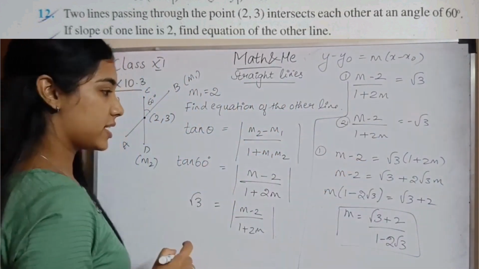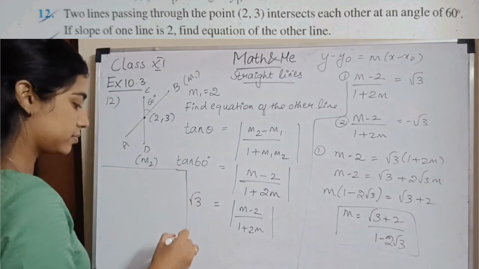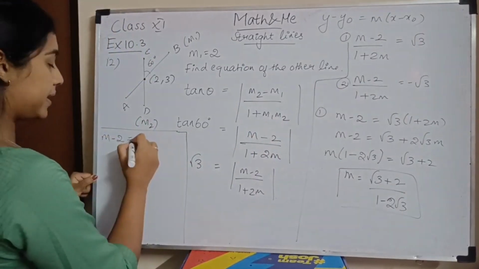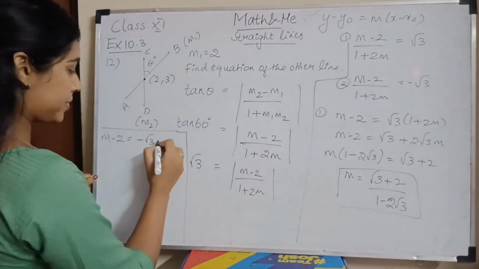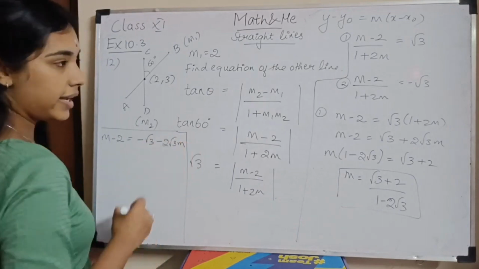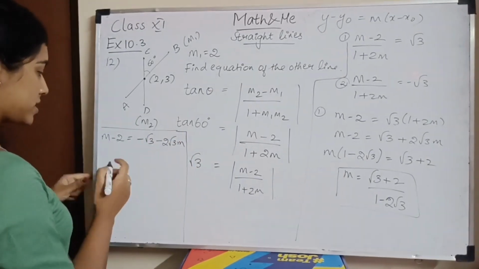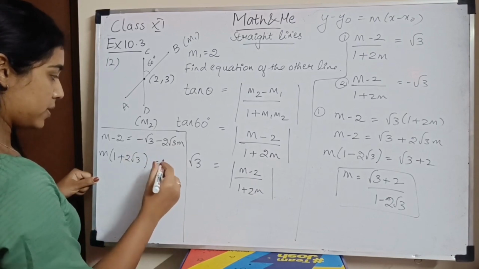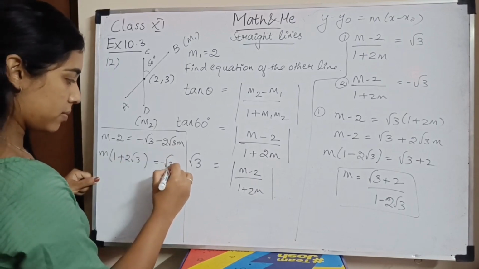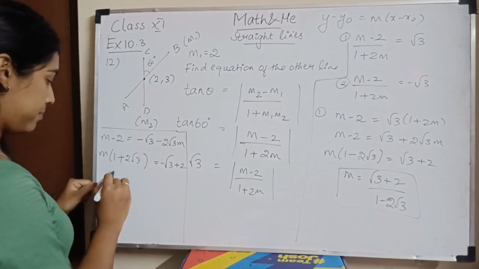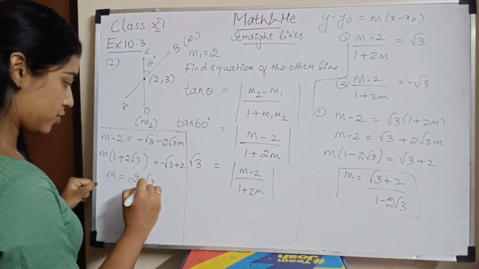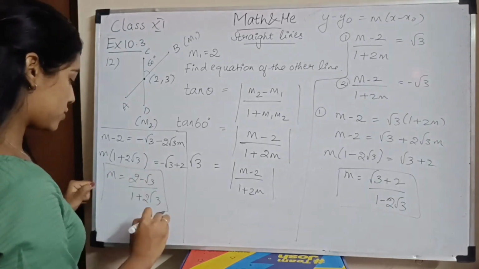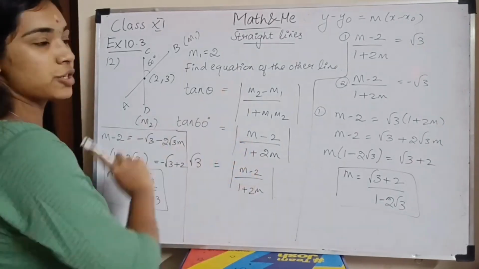Now we have to solve for the second case. So let me do it here. When I cross multiply, I have m minus 2 equals minus root 3 minus 2 root 3 m. So when I bring m on one side, I have m of 1 plus 2 root 3 equals minus root 3 plus 2. So m equals 2 minus root 3 divided by 1 plus 2 root 3. So these are the two values of m. So now I need to find the equation of the other line.